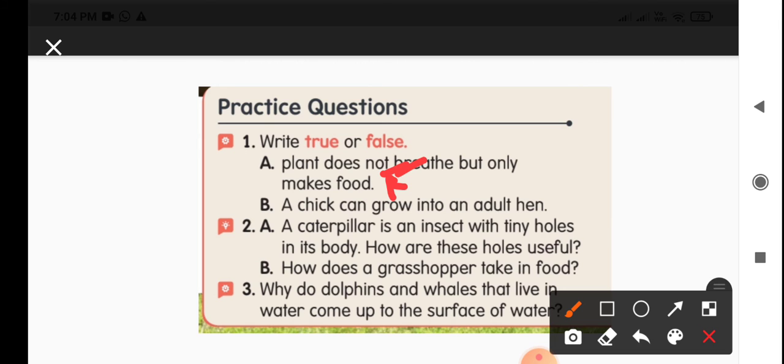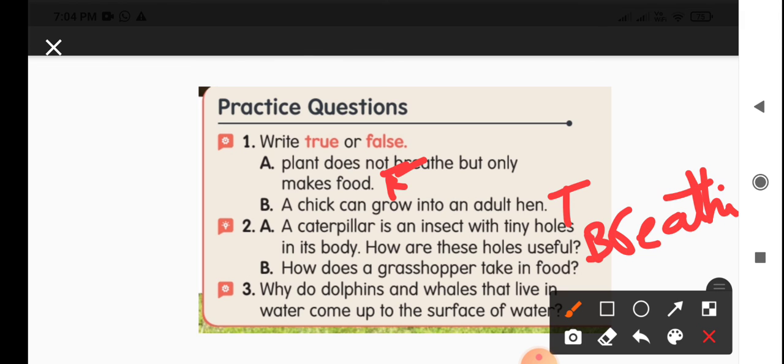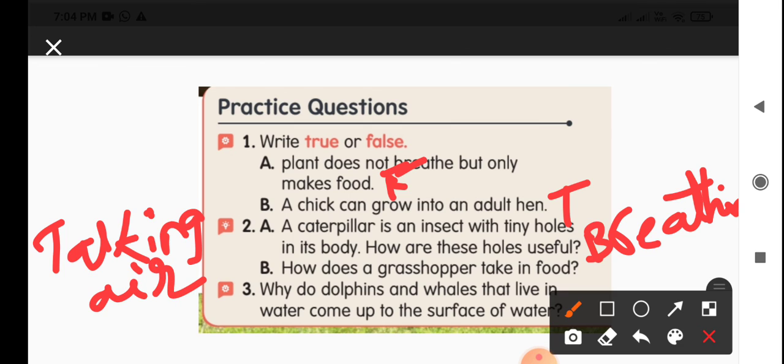A chick can grow into an adult hen. Is it right? Yes, of course, a chick grows into a hen. And the next one, a caterpillar is an insect with tiny holes in its body. How are these holes useful? The holes on the caterpillar's body help it breathe. Breathing is nothing but taking air. So you can write taking air, or you can also write breathing. How does a grasshopper take in food? A grasshopper has teeth-like structures. With that they eat food.